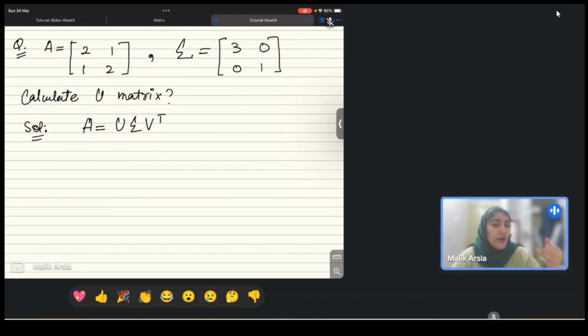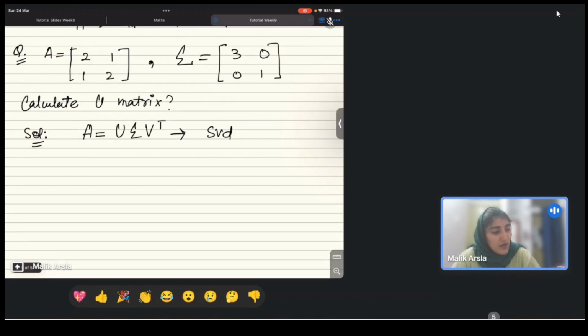I told you to find out the singular values of A, right? And those singular values are nothing but the square roots of the eigenvalues of A transpose A. We have discussed this in previous classes also, right? So any matrix A can be decomposed like this. This is known as SVD, singular value decomposition.